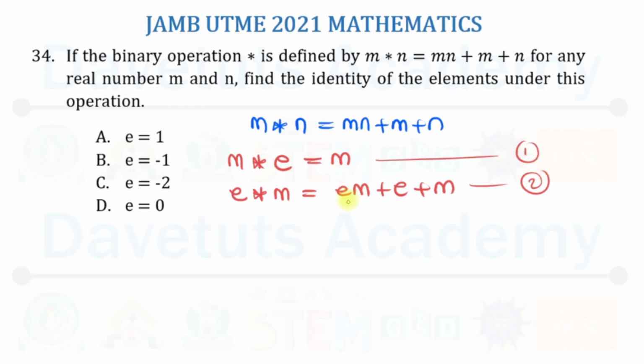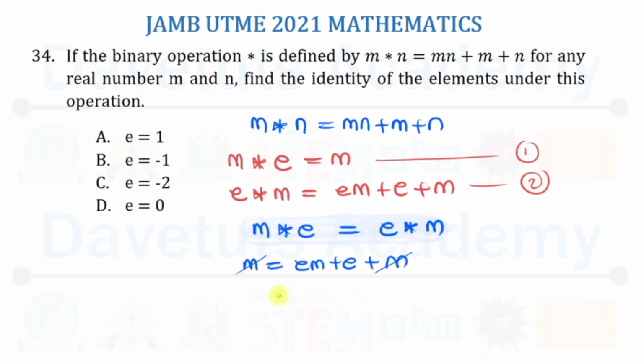And these two equations, this one and this one, must be equal. If we equate those two terms to solve this question, we should understand that what we are driving at is that m asterisk E must be equal to E asterisk m. That's the peculiarity of an identity element. So if we equate those two, we'll see that m is equal to Em plus E plus m, and we try to solve for E. This m and this m will knock themselves out. So we have E times (m plus 1) is equal to 0.